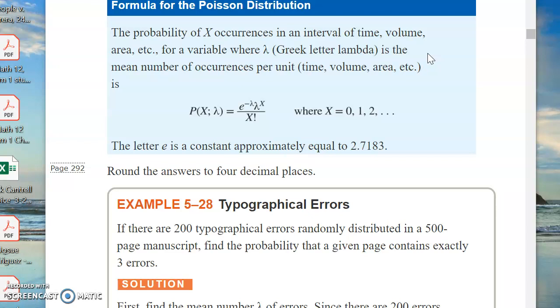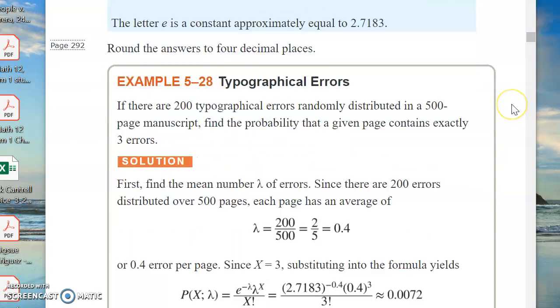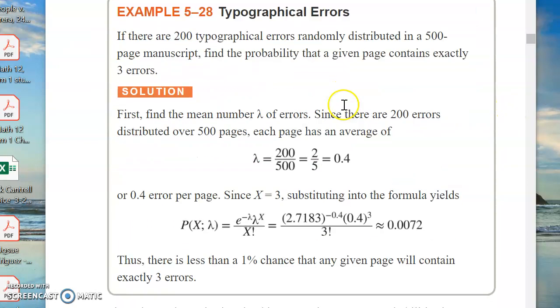E is Euler's constant, but it's just a number. For our purposes, we just use it as a number. It's used in the exponential function as well. You may have seen that in Math 35. Okay, so let's talk about it right here.